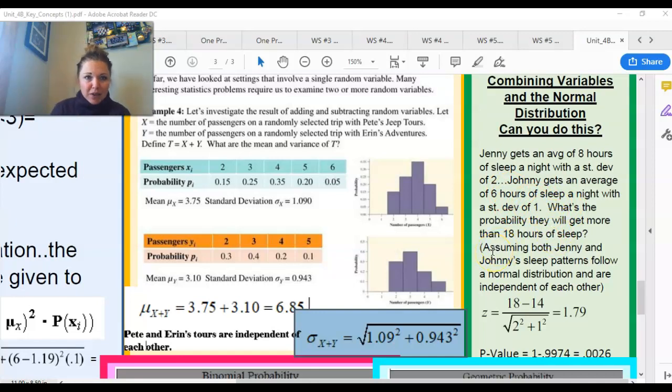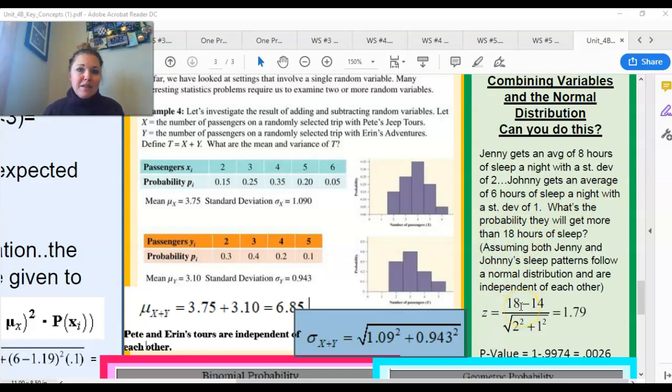That means combined together that they come to school. How much did you get? Johnny got this much, Jenny got this much. What's the probability that it would be 18 or more together? Okay, z equals observation minus the mean divided by that standard deviation. So the observation is usually always in the question. What are we observing? What's happening? Okay, that would be that 18 right there.